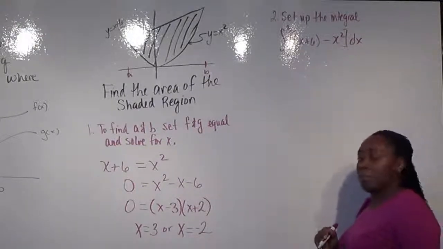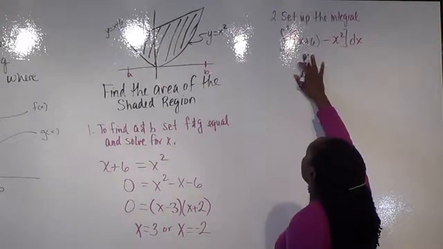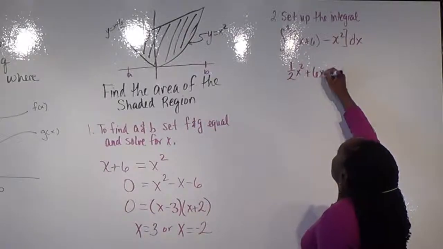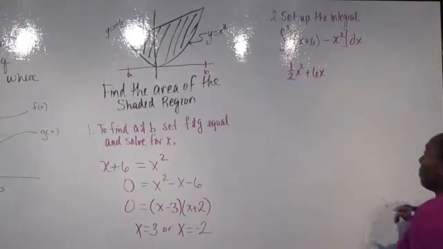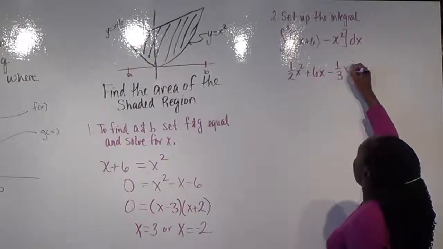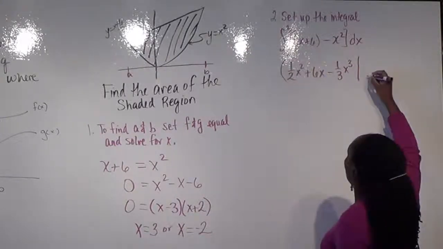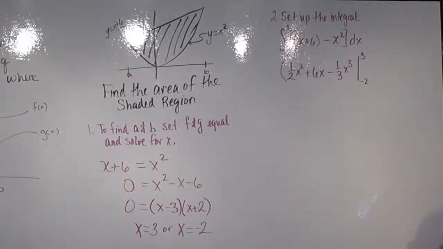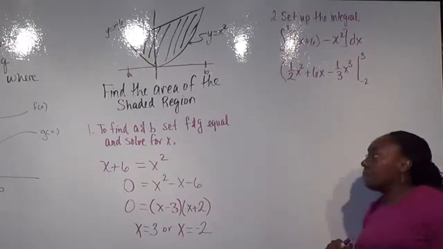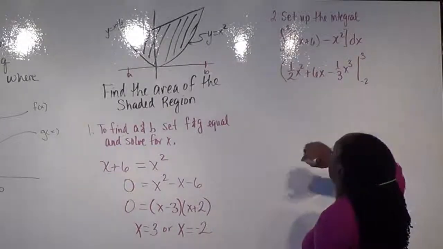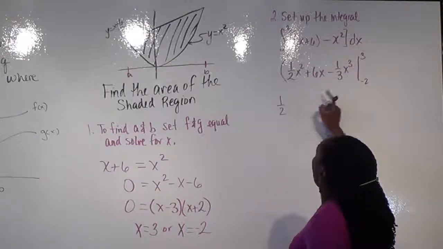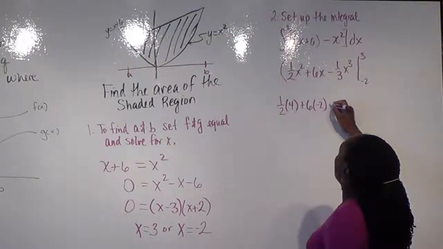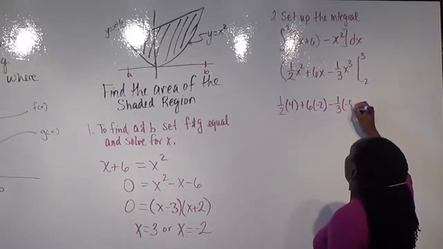Now this one is nice enough I can just drop the parentheses and use my basic properties. So my antiderivative is 1/2 x squared, excuse me, plus 6x minus 1/3 x cubed. We want to evaluate that whole thing from negative 2 to 3. Okay. And now remembering our fundamental theorem, it says that we're going to evaluate at the upper minus the lower. So we'll take 1/2 of negative 2 squared plus 6 times the negative 2 minus 1/3 of the negative 2 cubed.